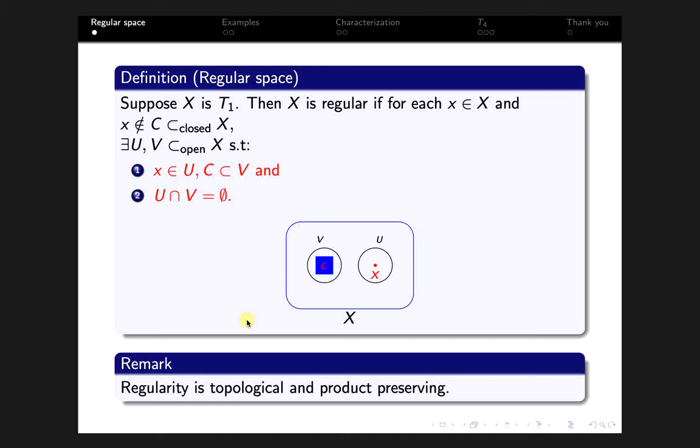So here we have a remark. Regularity is a topological property. That is, if f is a homeomorphism between two topological spaces X and Y, then X is regular if and only if Y is also regular, and it is a product preserving property. This means if you have a collection of regular spaces X alpha, where alpha belongs to some index set lambda, then the product space X equal to the product of X alpha, alpha in lambda, equipped with the product topology, is also regular.